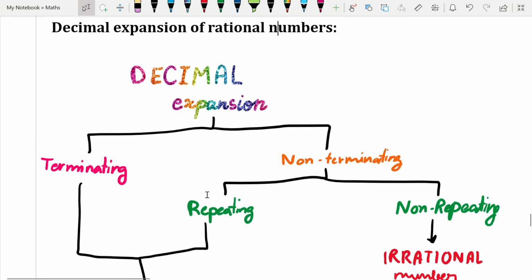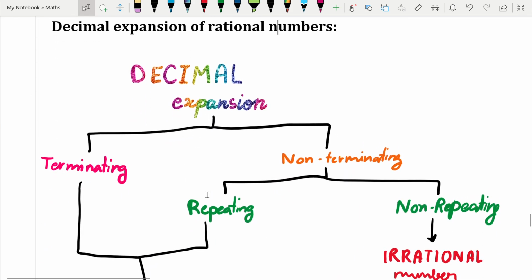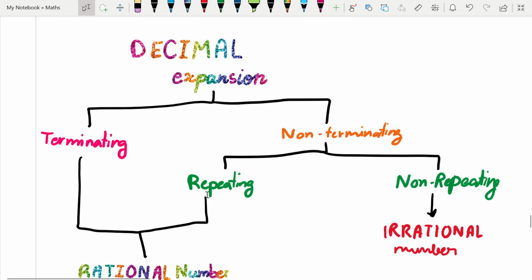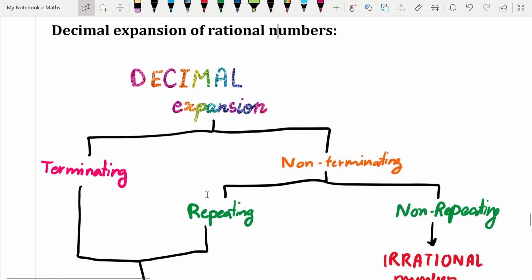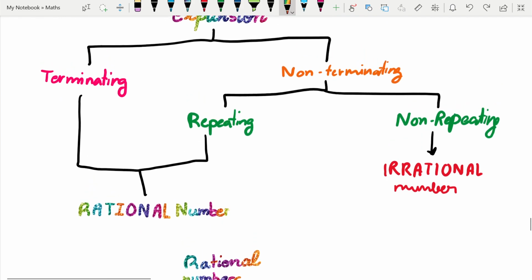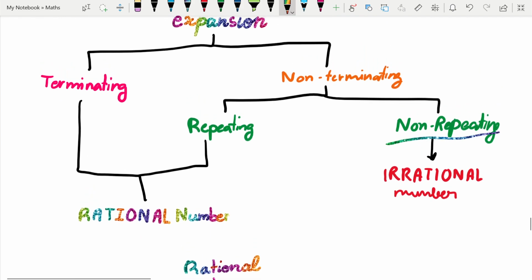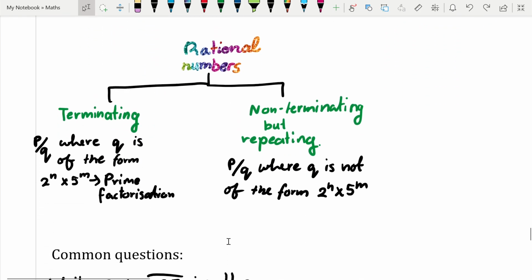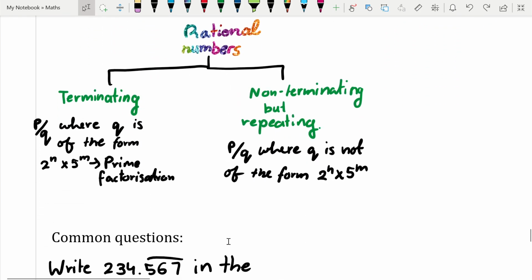Now the last one is the decimal expansion of rational numbers. So decimal expansion is basically, it can be terminating, it can be non-terminating. But if it is non-terminating and it's repeating, then that means that it is a rational number. But if it's non-repeating, then it is an irrational number. Alright, rational numbers are written in terminating and non-terminating but repeating.